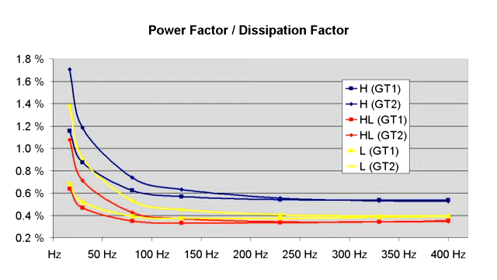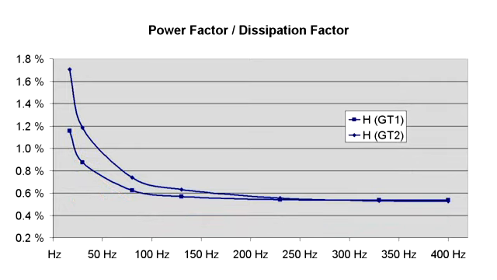GT2 displays extremely high dissipation factor values for lower frequencies, especially from the high voltage winding to the tank and between the windings.